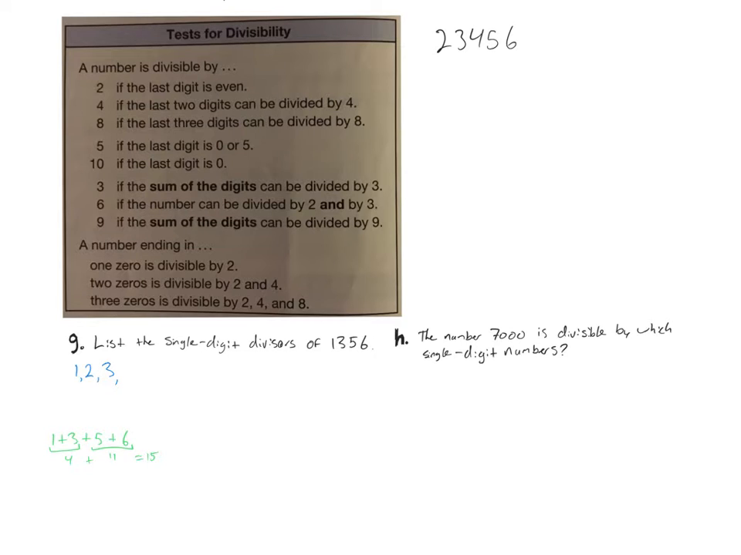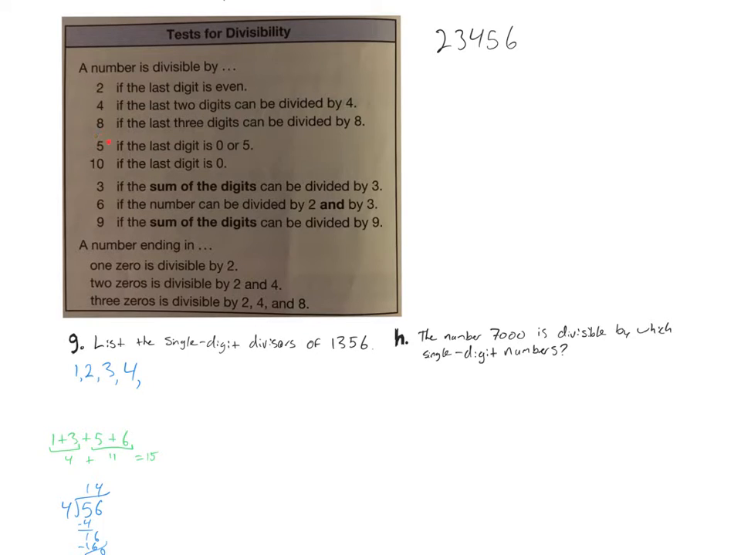What about 4? It says the last two digits can be divided by 4. So I'm going to think about 56. Can I divide that by 4? Well, 4 goes into 5 one time. That gives me 4. Subtract gives me 1. Bring down the 6. 4 times 4 is 16. My remainder is 0. So it can be divided by 4? Yes, it can. So then I'm going to say 4. My numbers keep getting bigger here.